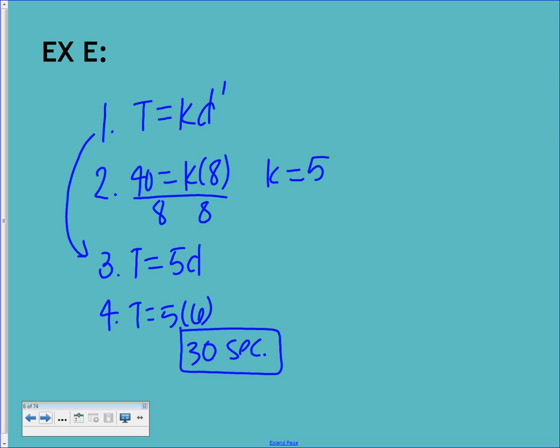Okay, so let's try one more equation. This time it's not really a story problem. This time it's just giving it to you straightforward. So it says w varies directly as the 5th power of z. So w varies directly, there's your equals k part, and the 5th power of z.